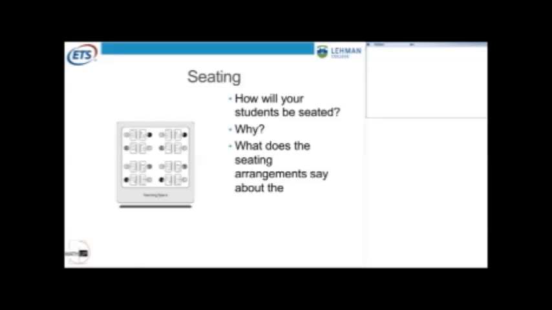And lastly, the seating arrangement really says a lot about the classroom. It tells us, again, how students are expected to work with each other and how the teacher expects to teach the students.